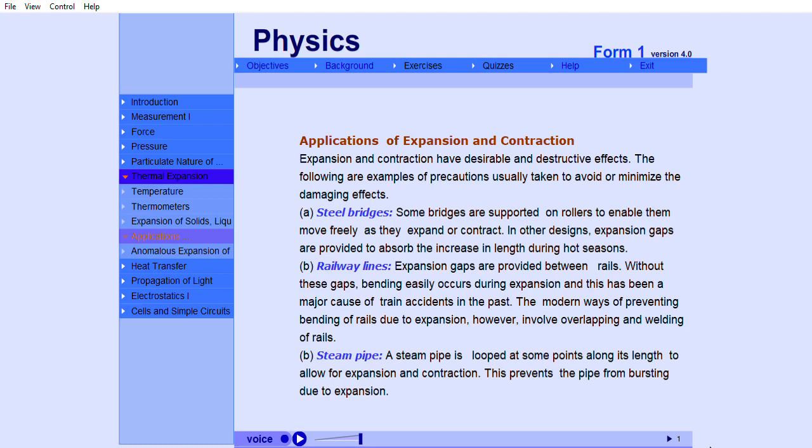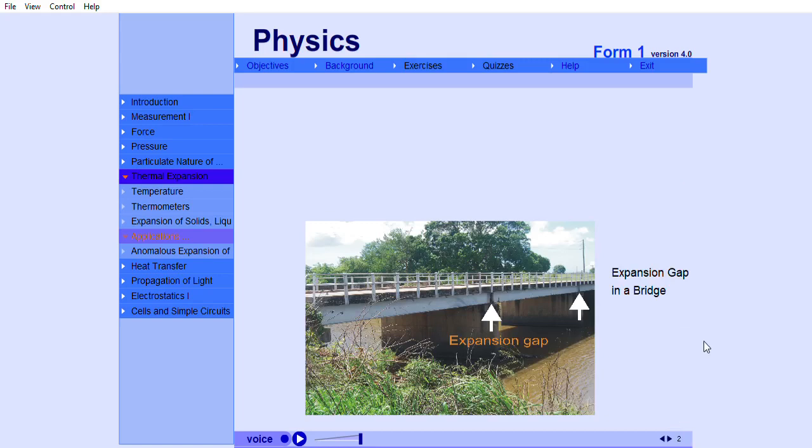Steam pipe. A steam pipe is looped at some points along its length to allow for expansion and contraction. This prevents the pipe from bursting due to expansion. Observe the expansion gaps in the photograph given below.